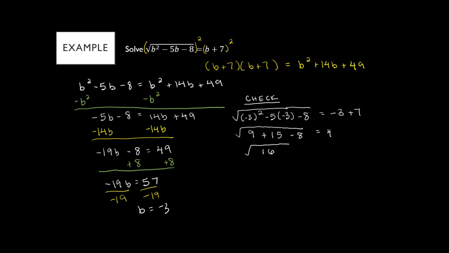So we get the square root of 16 equals 4. And when you take the square root of 16, you get 4. So this does work. So in this case, we did not get an extraneous solution. We got a number that actually does work in the equation.